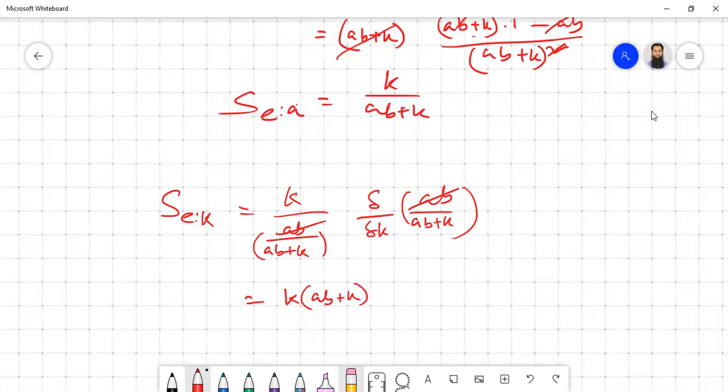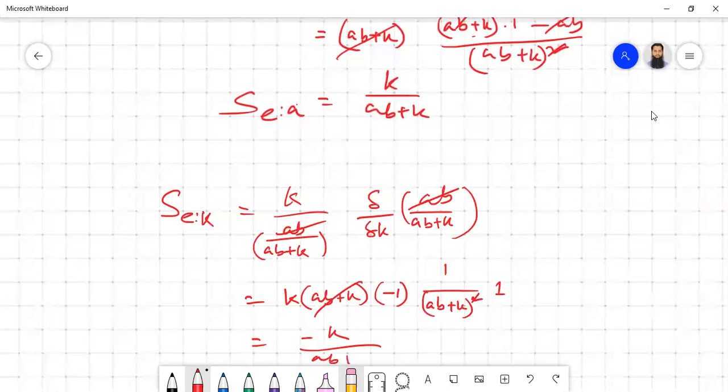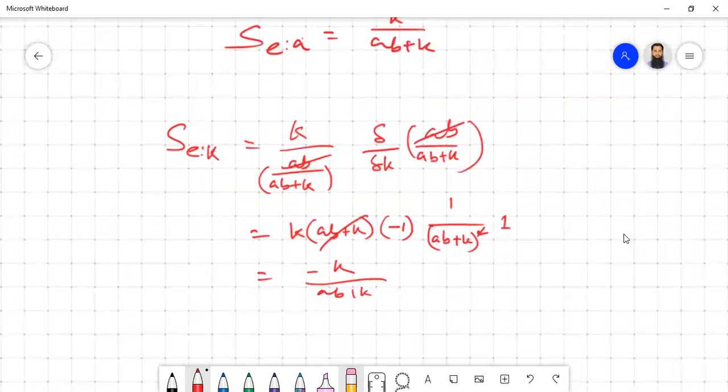Now, if you take the derivative of that one, we'll have a negative sign. Then we'll have the derivative of that one eventually, which will be the squared term, and then finally one. So now this one is getting canceled out. This one is getting canceled out. So minus K by AB plus K is the sensitivity of the error with respect to the parameter K. So this is how we have to find out the steady state error.